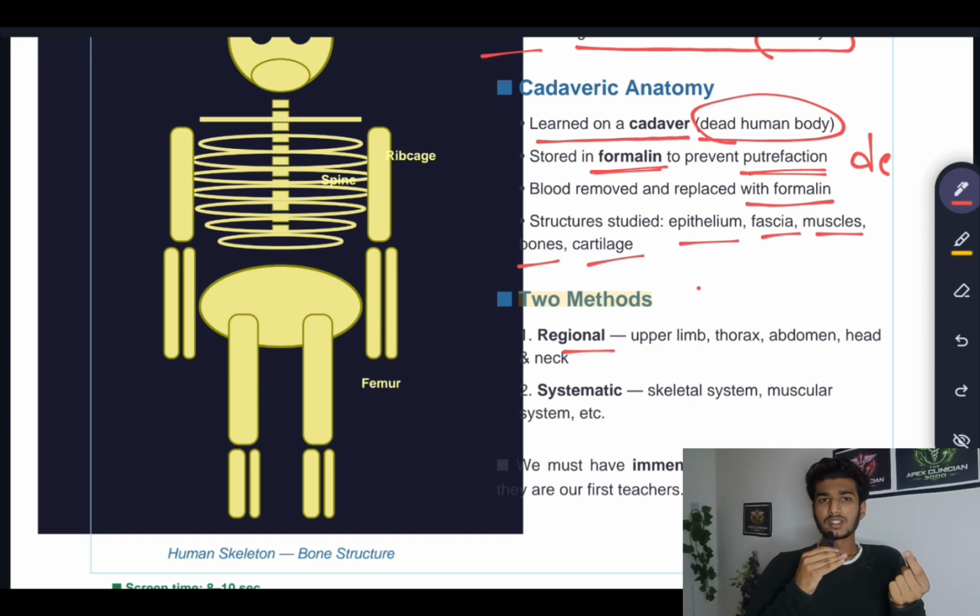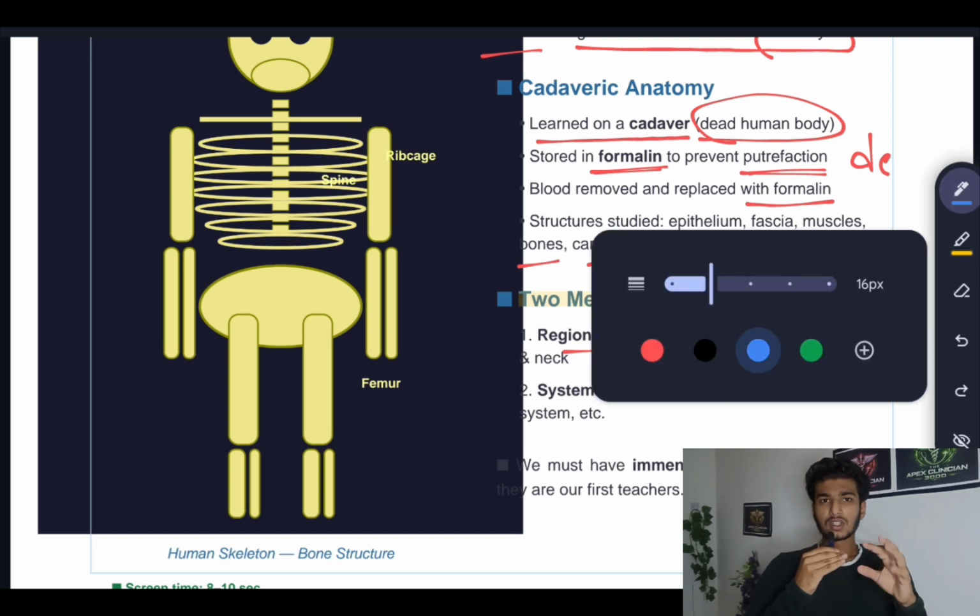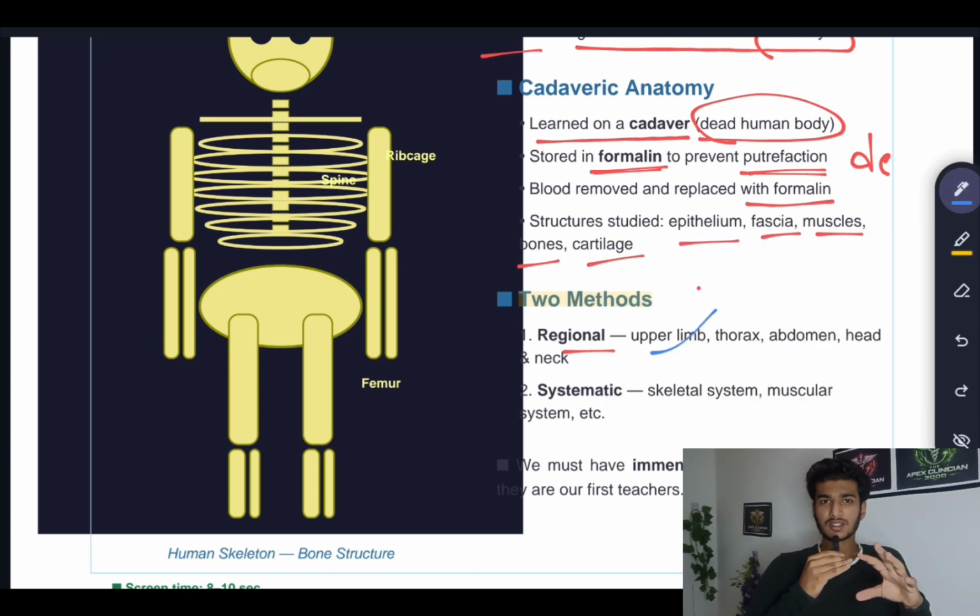So in regional anatomy, you will be learning it region by region, like the upper limb, thorax, abdomen, lower limb, head, neck, face, neuroanatomy. So these are just regions. If I take a region such as the upper limb, in the upper limb you will learn everything. You will learn the bones of the upper limb, the muscles of the upper limb, the nerves, and the blood vessels.